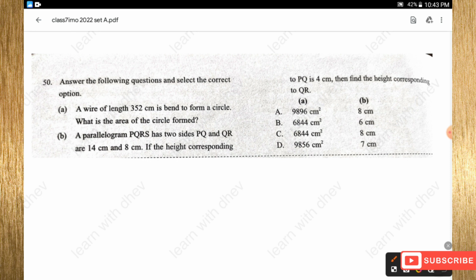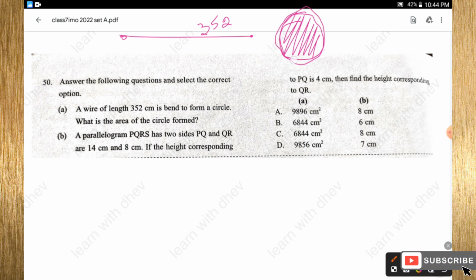So let's start with the first question. I think A would be the easier one. A wire of length 352 centimeter is bent to form a circle. So this wire is made into a circle. What is the area of the circle formed? So we need to find the area of the circle. Here, the length of the wire becomes the circumference of the circle. So this 352 centimeter length becomes the circumference of the circle, but we need to find the area of the circle. For this, we'll use the circumference formula. So what is the circumference of a circle?